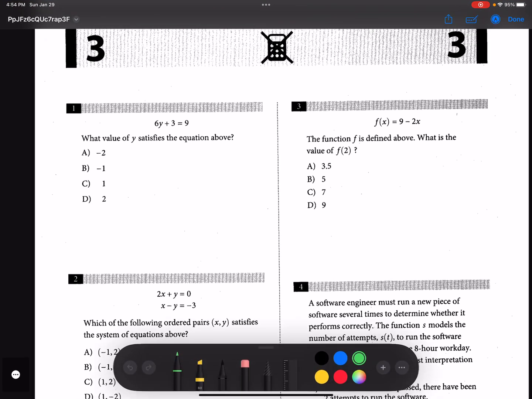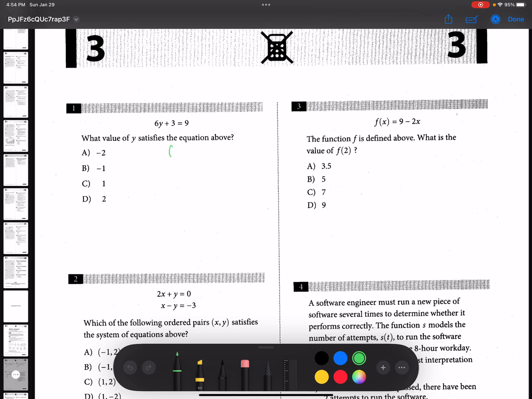Okay, number 1. What value of y satisfies the equation above? So 6y is equal to 9 minus 3. We're going to take 3 to the other side. So 6y is equal to 6, which means y is equal to 6 divided by 6, which is 1. So our answer is C.